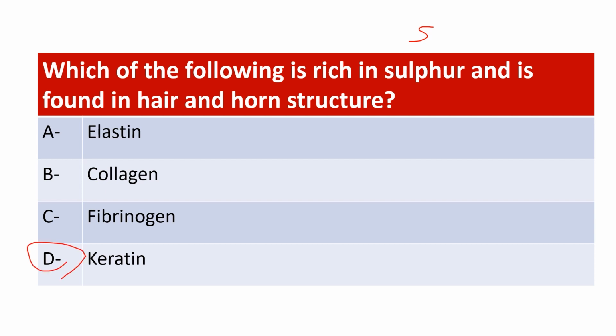Keratin is the sulfur-rich, cysteine-rich protein found in the structure of hair and horn. It is the main structural component of hair, nails, and horns, and is rich in the amino acid cysteine, which contains sulfur to form crosslinks that give these tissues their strength. The cysteines form disulfide bridges. So the answer is D.